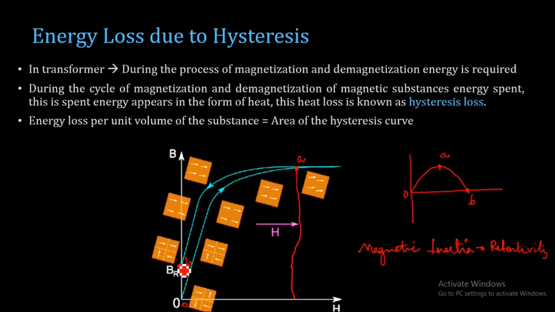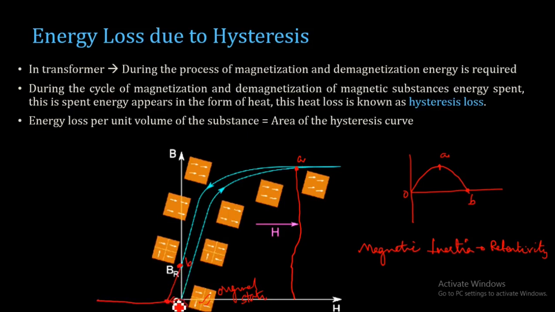That is, you are retaining some magnetization or magnetic flux density even if your force is removed. In order to bring the dipoles to the original state where you started, this is the original state. You have to further apply some force in the reverse direction. Then only you are able to bring the flux density to zero.